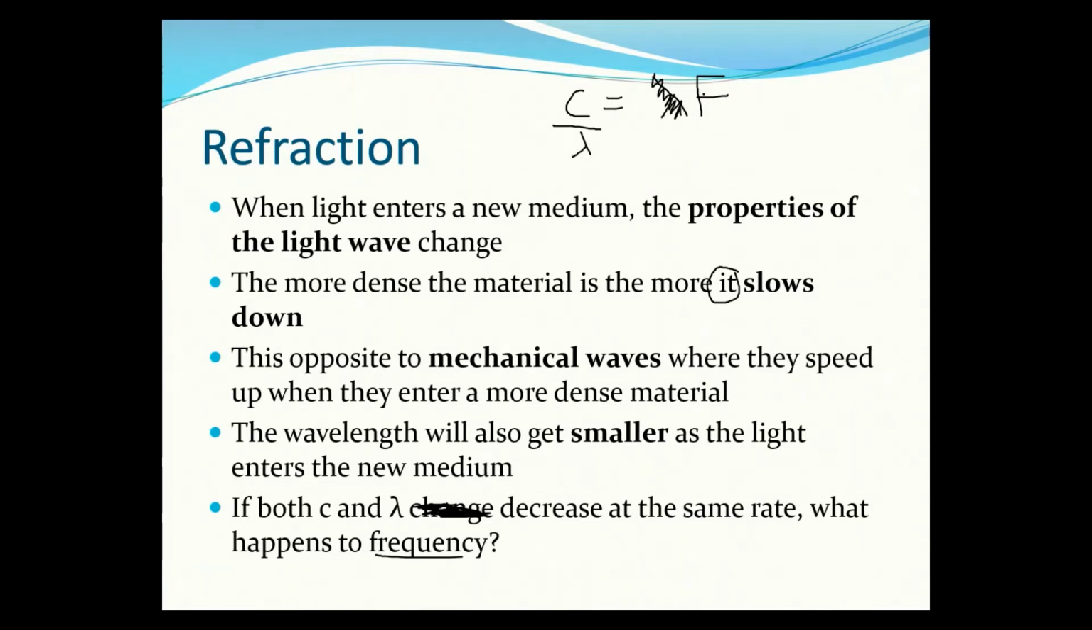So we can see that C and F have a direct relationship. So if the speed of light slows down, then that's going to directly affect F and it's going to slow it down. But if the wavelength decreases as well, well, they have an inverse relationship. So if my wavelength decreases, that's going to increase my frequency. So if both of these go down, my frequency stays the same.